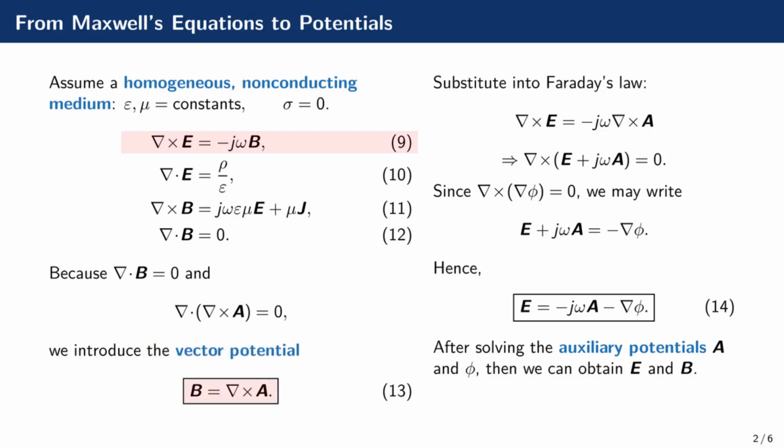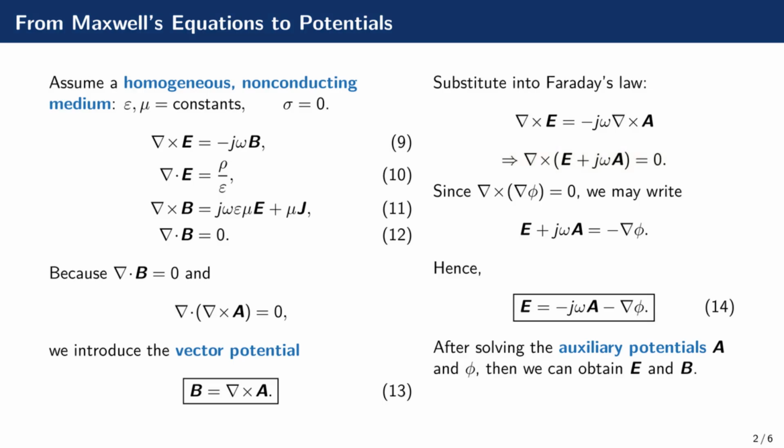Next, we substitute this expression into Faraday's law, equation 9. Then the curl of E becomes minus j omega times the curl of A. Because the curl operator is linear, we can combine the terms and write the curl of E plus j omega A is equal to 0.